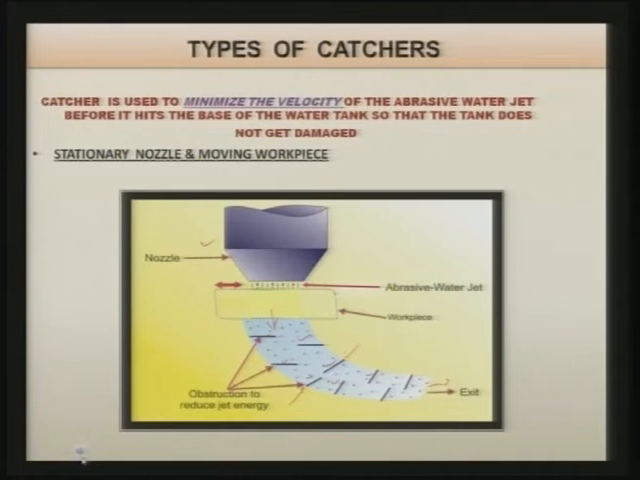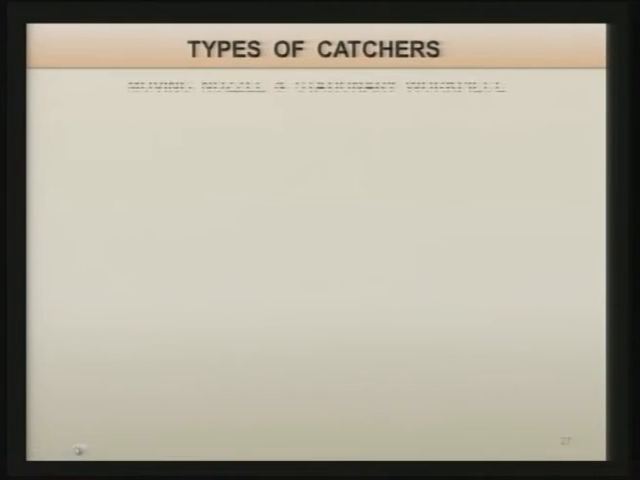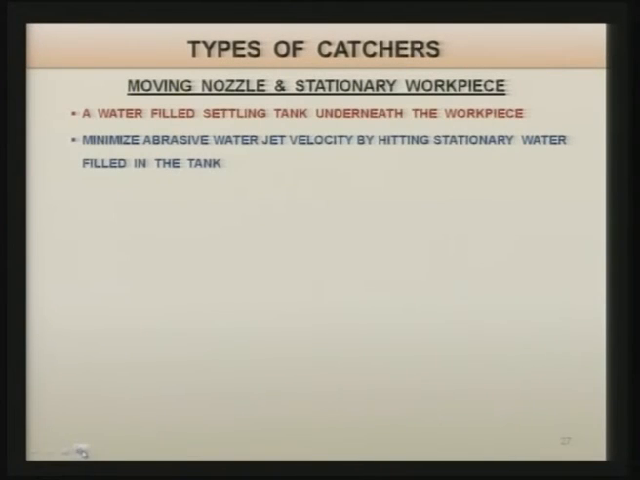Here in this particular case, nozzle is stationary and workpiece is moving. So, that is shown, movement of the workpiece is shown here, and nozzle is stationary. Now, in the second type of the catcher, nozzle is moving, but workpiece is stationary. A water filled settling tank underneath the workpiece is there. It minimizes abrasive water jet velocity by hitting stationary water filled in the tank.